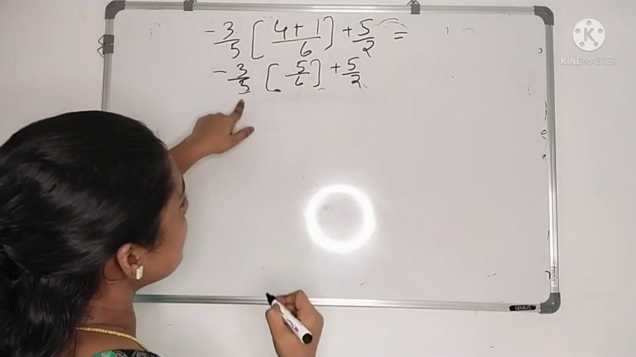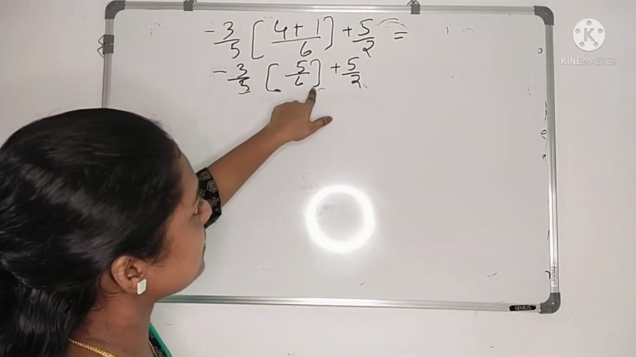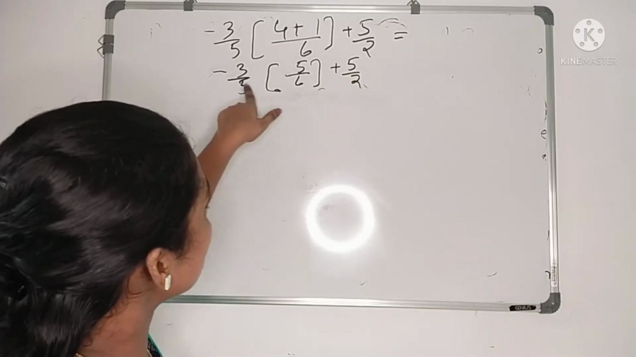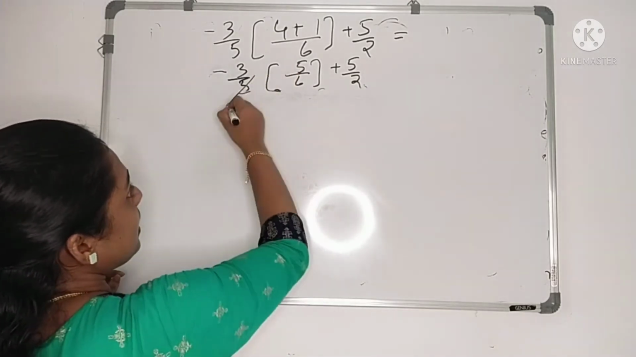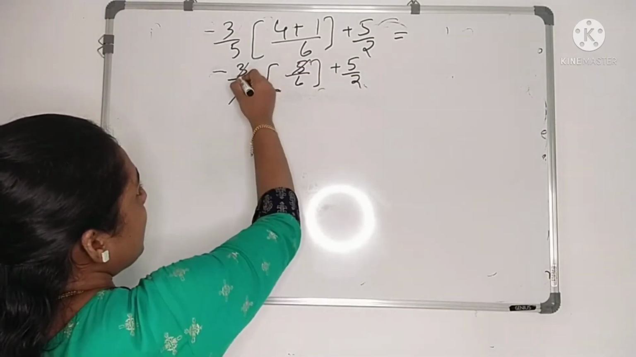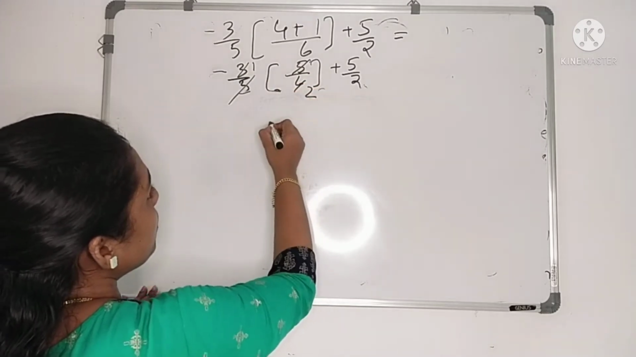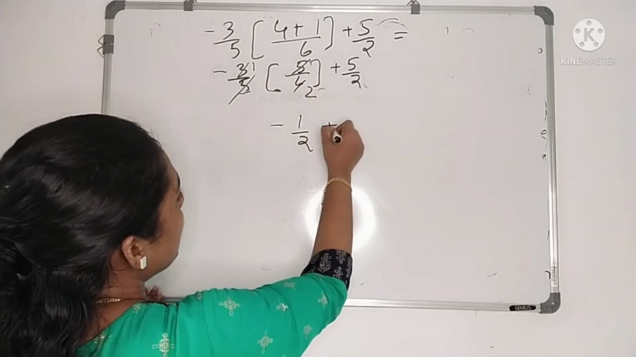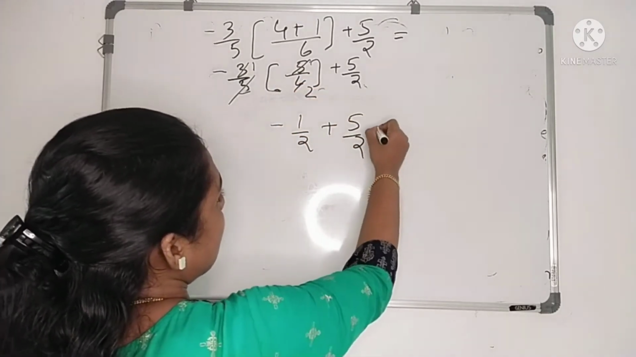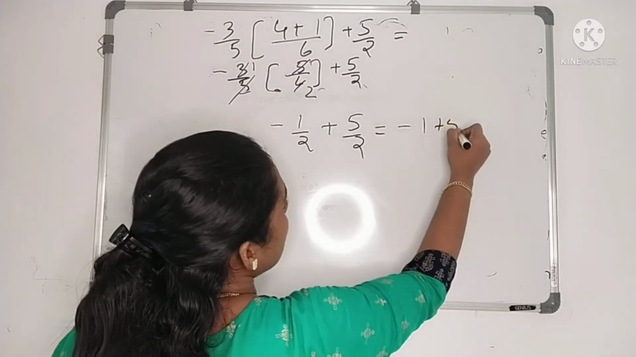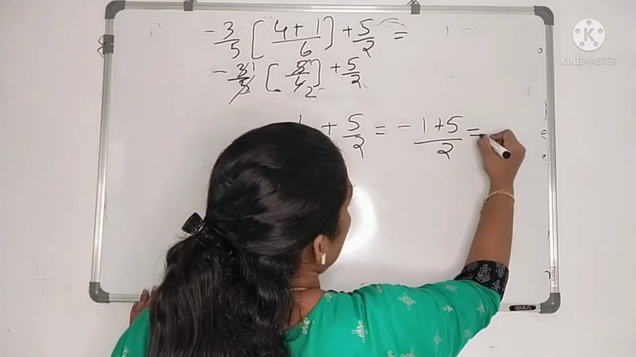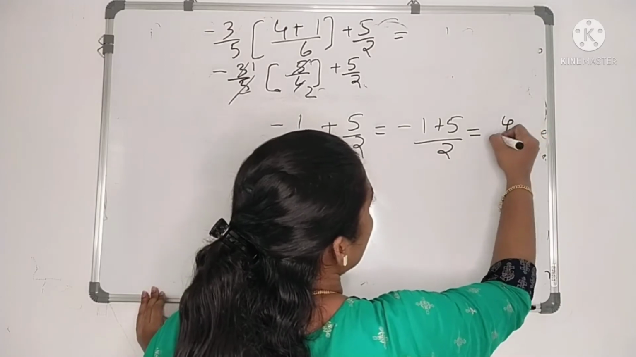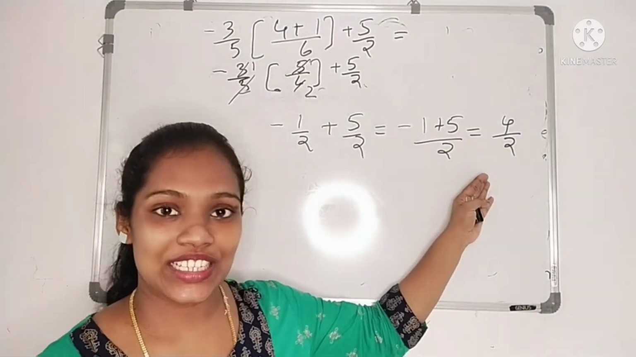Okay, so minus 3 by 5 into 5 by 6 plus 5 by 2. Now you can see that 5, 5. So you can just cut this 5, 5. Okay, then 3 ones are 3, 3 twos are 6. So minus 1 by 2 plus 5 by 2. So I can write this as minus 1 plus 5 by 2. So your answer is 5 minus 1 by 2 equal to 4 by 2. That 4 by 2 is your answer.